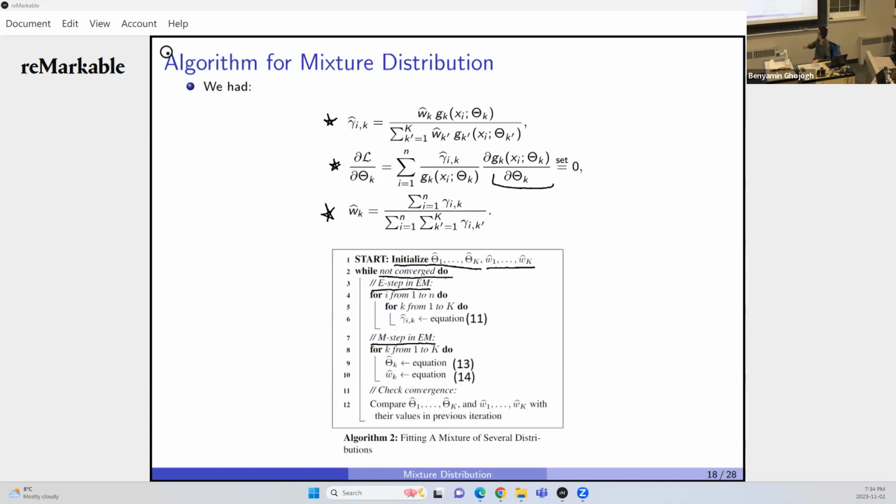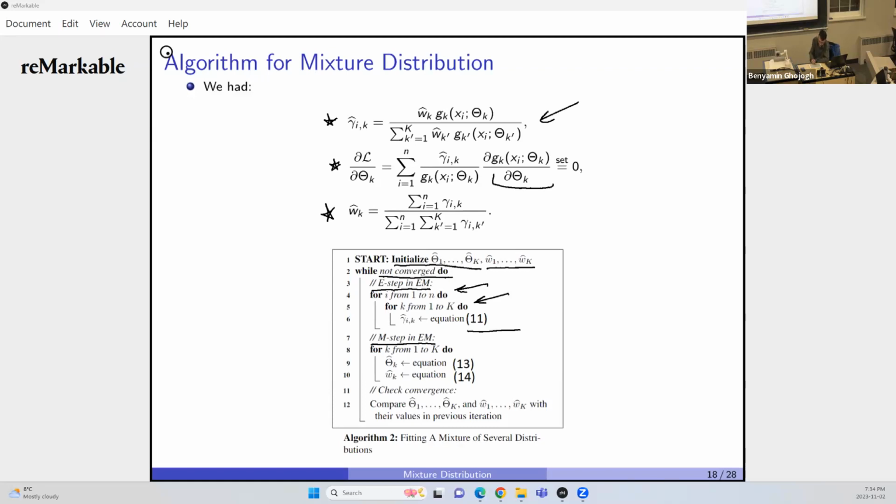We should calculate w_ik hat, but w_ik hat has both i and k, so it's a nested for loop. For loop over i, the data points, and loop over k, the distributions. So we calculate that. The E step is over until here. Then we go to the M step, the maximization step.